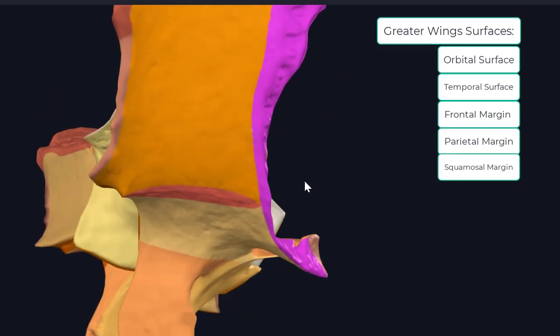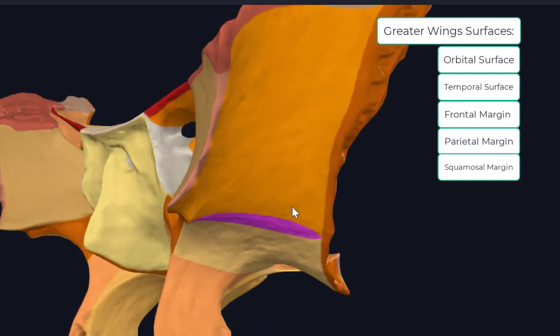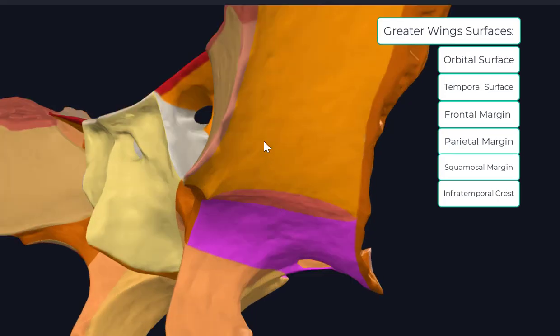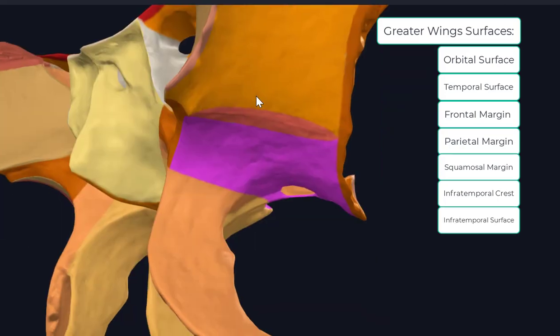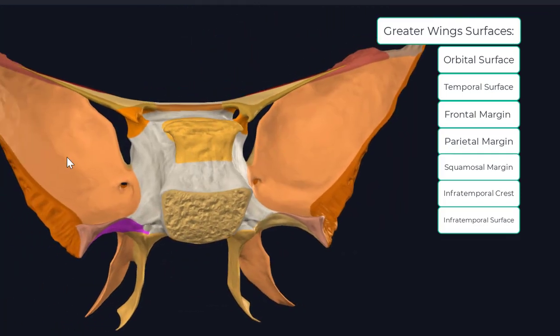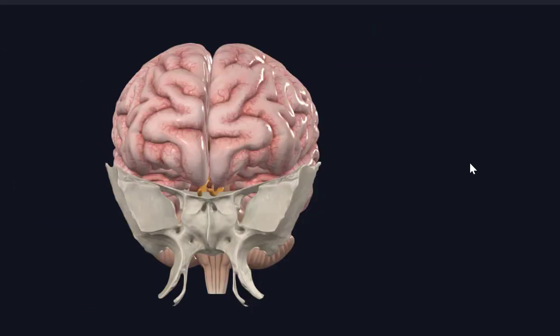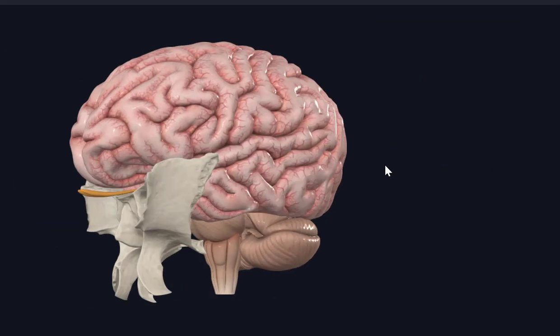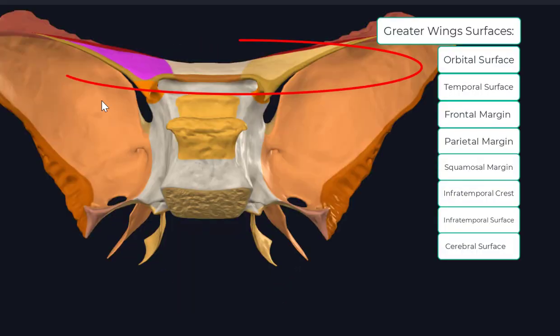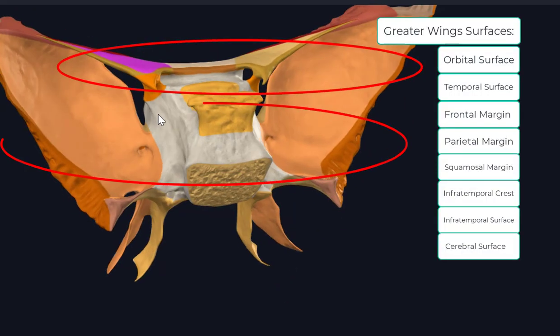and the squamosal margin of the greater wing, through which the squamous part of the temporal bone is attached. Here you have the infratemporal crest and infratemporal surface of the greater wing, which provide an origin site for the superior head of the lateral pterygoid muscle. Now let's turn posteriorly, and we can distinguish the cerebral surface of the greater wing, which contributes to the formation of the middle cranial fossa.